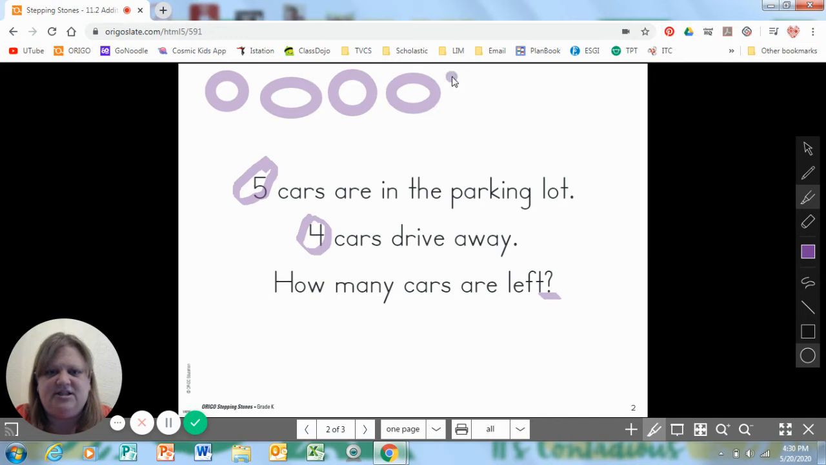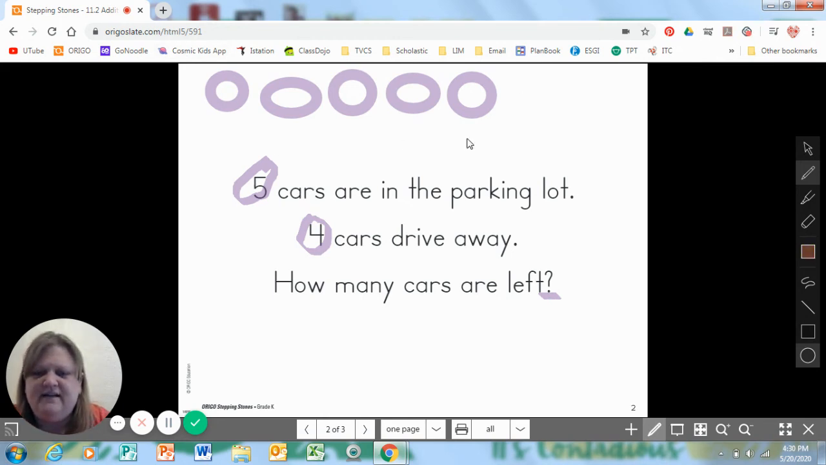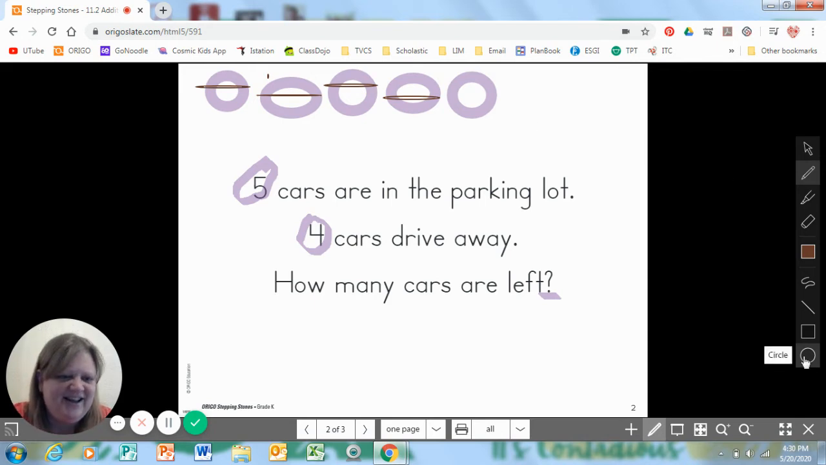5 cars, and then how many drove away? 4. So I'm going to cross out 4. 1, 2, 3, 4. And how many are left? 1. Very good.